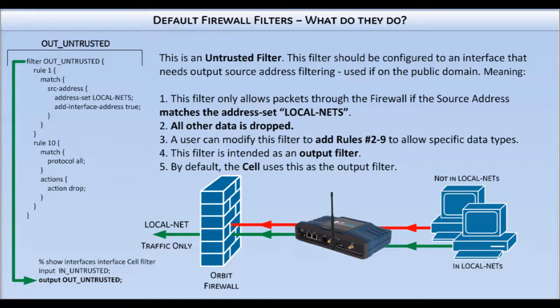Local nets is used to define an address or subnet of addresses. The ORBIT's firewall uses these addresses to determine what is allowed to be sent out of an interface configured with the out untrusted filter. The ORBIT by default has this filter applied to the cell interface. It's very important to update the local nets parameter to include all of your local subnets connected to the ORBIT that wish to route out of the cellular interface.